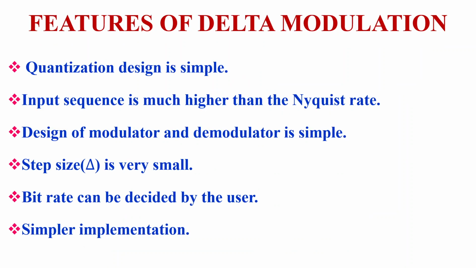Next, coming to the features of delta modulation, the quantization design is two level quantization, so it is very easy. The sampling rate is much higher than the Nyquist rate, so to send very low frequency signals we can use this delta modulation. Coming to the design of modulator and demodulator, it is very simple. Step size is very small. Bit rate can be decided by the user also, and the overall implementation is simple.